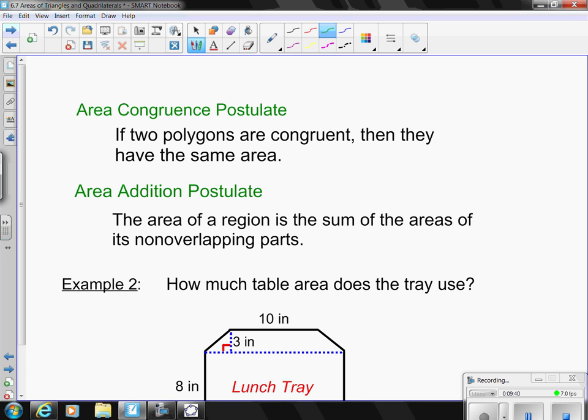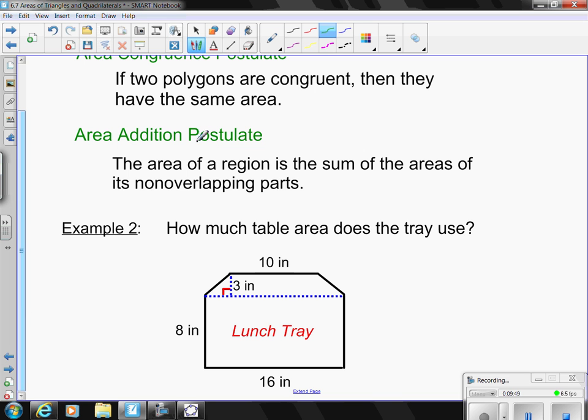Now, a couple little formulas. Area congruence postulate. Now, a postulate's an accepted statement. If 2 polygons are congruent, then they have the same area, which makes sense, I would hope. Area addition postulate. The area of a region is the sum of the areas of its non-overlapping parts. So if I took this shape, it's not a quadrilateral, it is six-sided, this hexagon. If I want to find the area of this hexagon, I can break it into non-overlapping parts that I can find the area for. So I see a rectangle here.